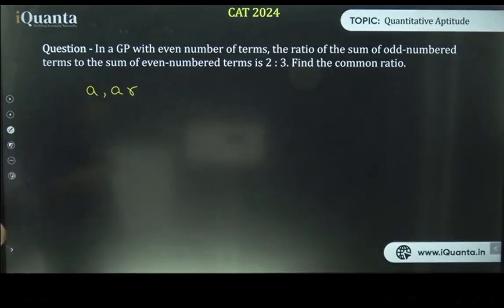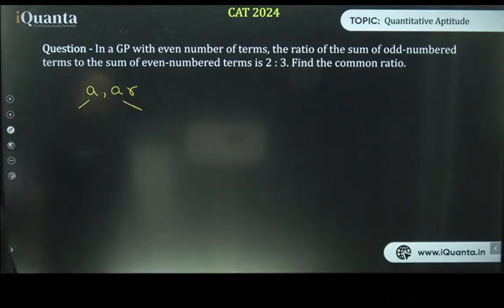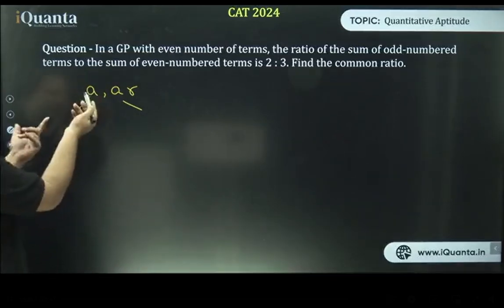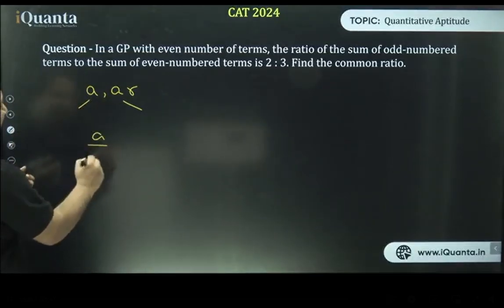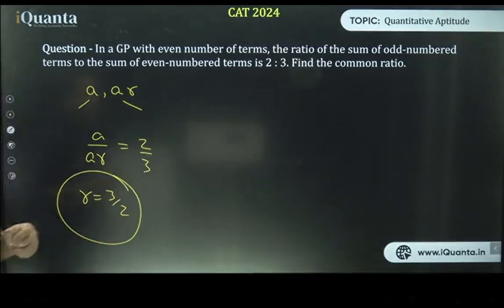It could even be infinite, when the number of elements is not known. Let's take 2 terms and you're good to go. So this is the odd term, this is the even term. So basically, there are only 2 terms. The sum will be the term itself. So we'll have A upon AR is equal to 2 by 3, which means R is equal to 3 by 2. How many of you did it this way?